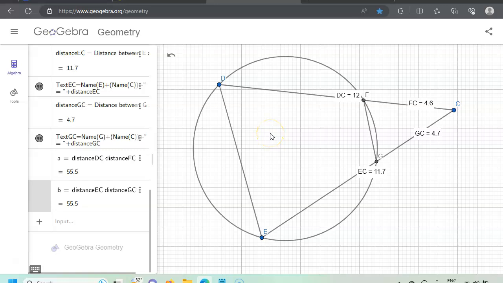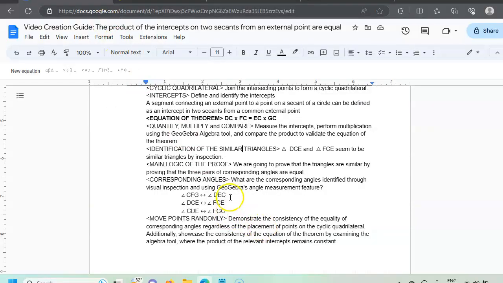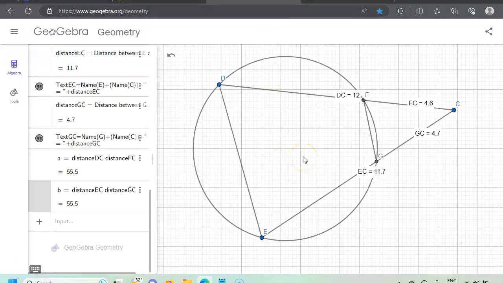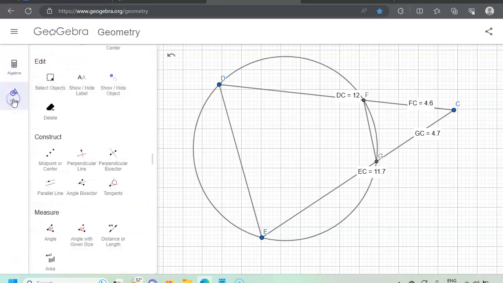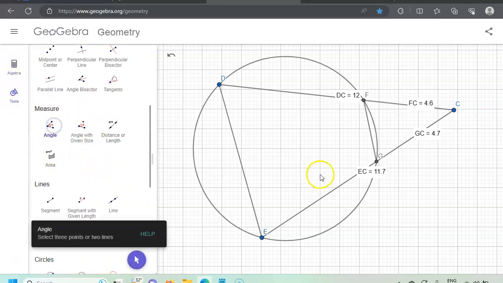By inspection, it will be equal with, or it corresponds with angle DEC, alright? Okay, and it's not really CDE. We need to invert the 2 triangles. Alright, so that's by inspection. So let's measure to show equality.